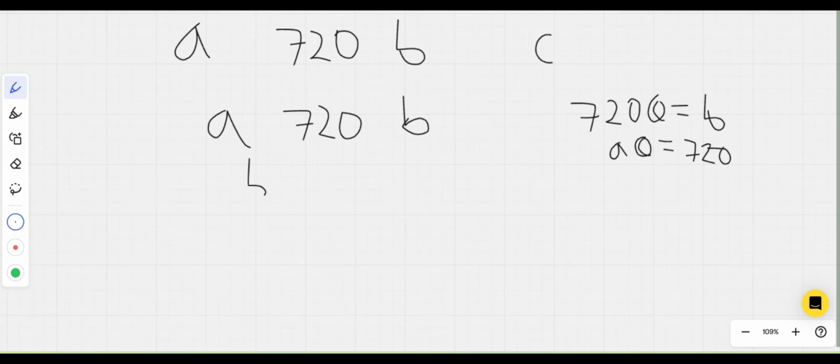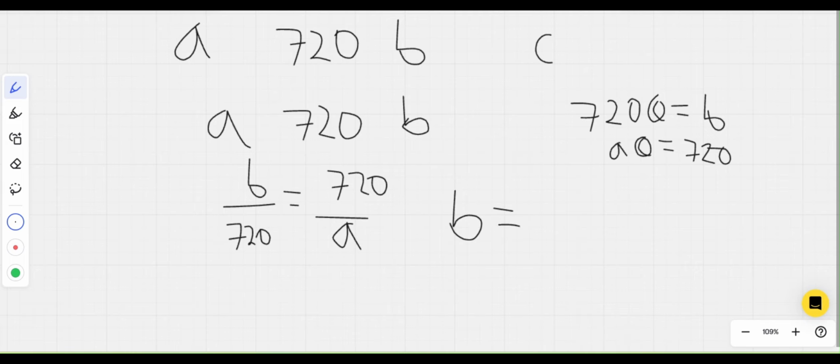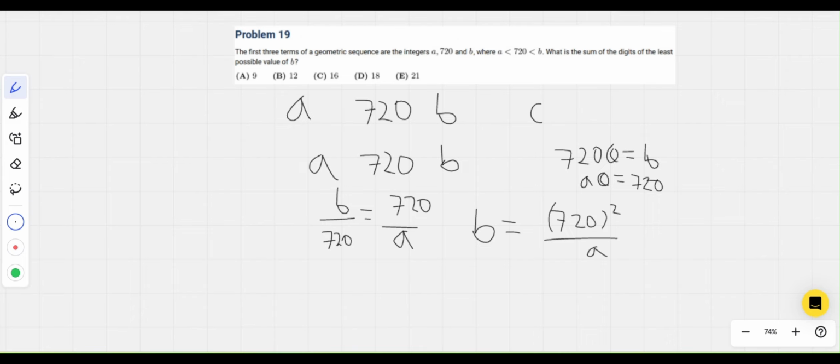So we have b over 720 equals 720 over a. So b equals 720 squared over a. So let's stop here. Now, what does this tell us, right?